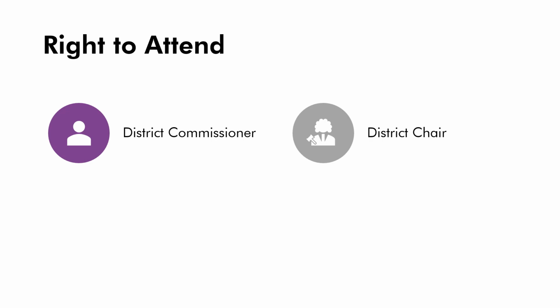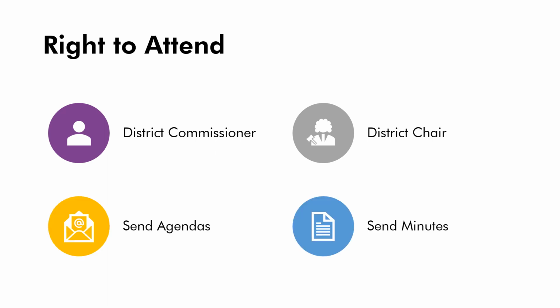POR gives the District Commissioner and the District Chair the right to attend Scout Group Executive Committee meetings. The District Commissioner and District Chair may delegate attendance to a Deputy District Commissioner or Deputy Chair, respectively, if those roles have been appointed. The group must send all agendas, minutes and other papers to the District Commissioner and Chair as they would any other member of the Executive Committee.